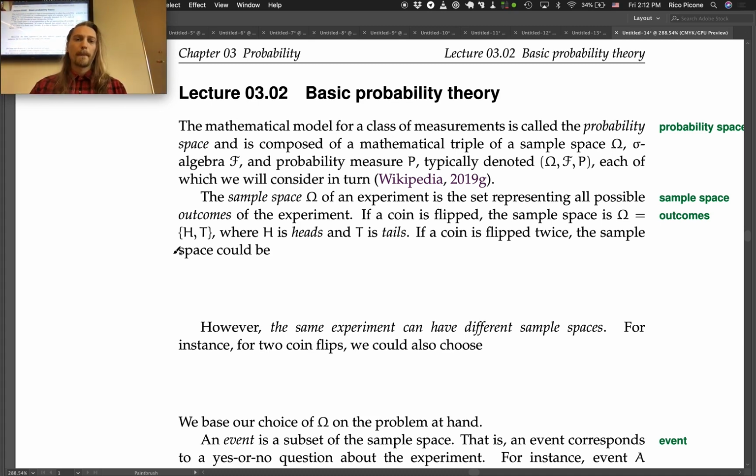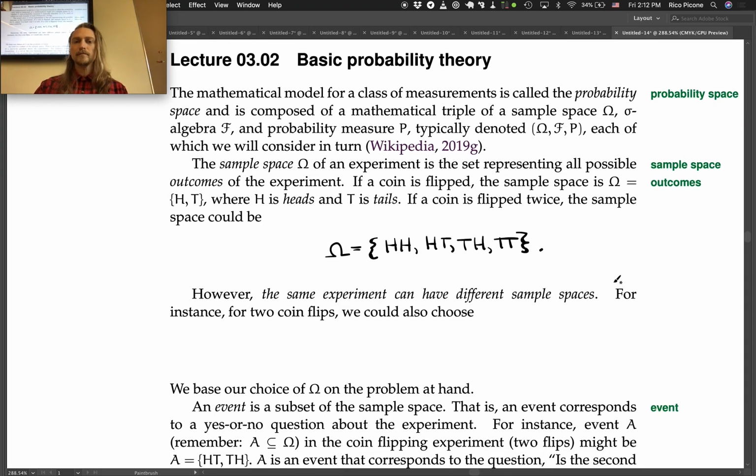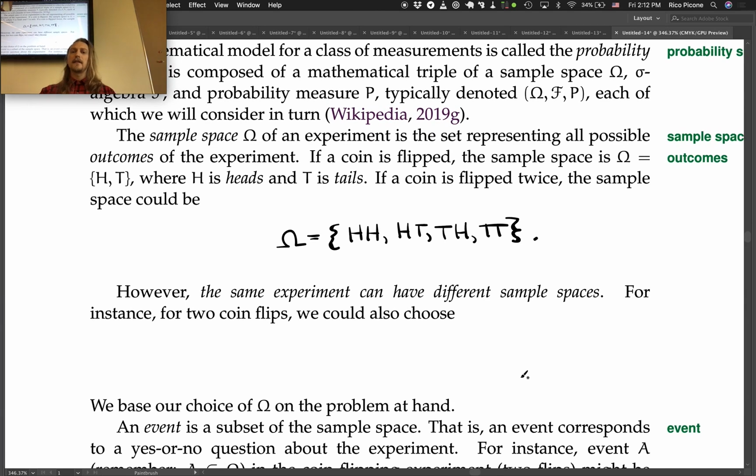If a coin is flipped, the sample space is heads or tails, where H stands for heads, T stands for tails. If a coin is flipped twice, the sample space could be omega equals the set heads heads, heads tails, tails heads, tails tails. Exactly. However, the same experiment can have different sample spaces.